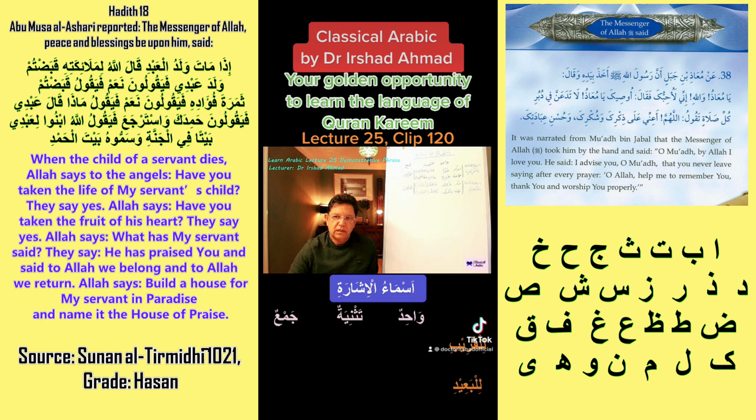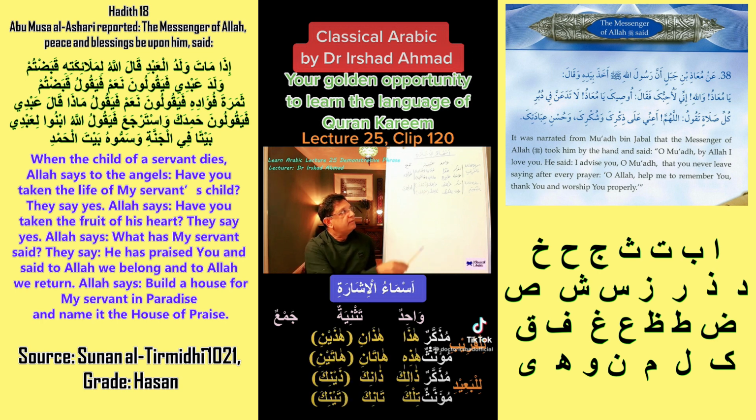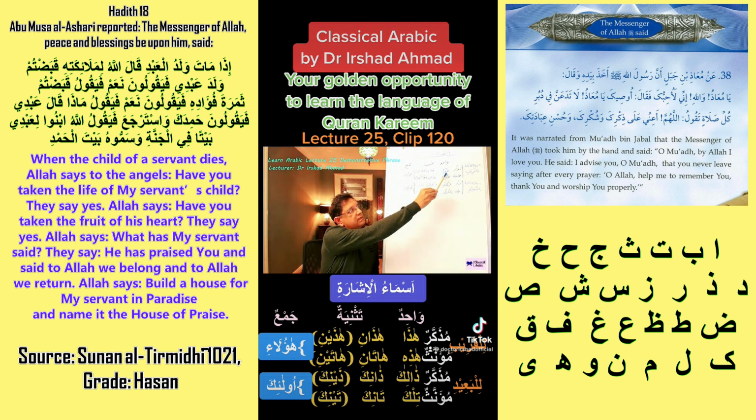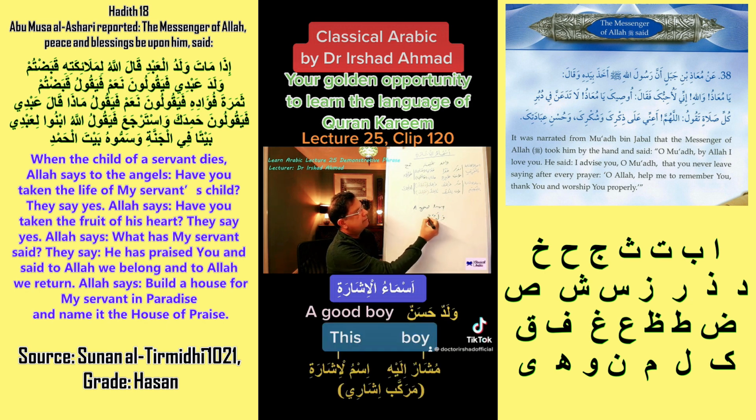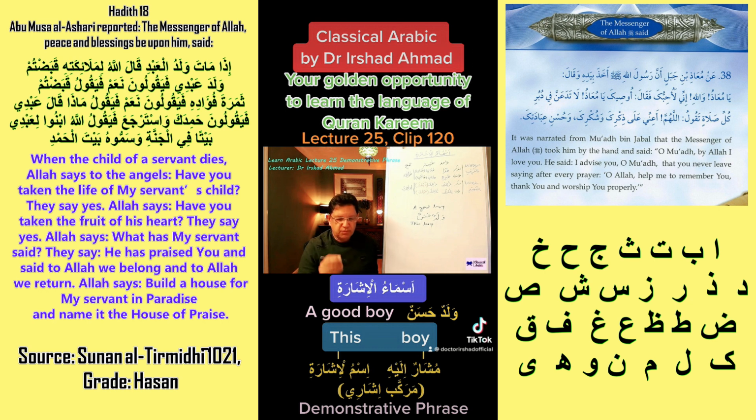Let us move on to our next murakkab. And before we go into the woods with this big chart, I'm going to bring our boy back, and I'm going to focus mainly on this kalima, which is haza, to start with. We started off with a phrase. We said a good boy, and translated as waladun hasanan. Now we want to say this boy. How do we say this boy in Arabic?